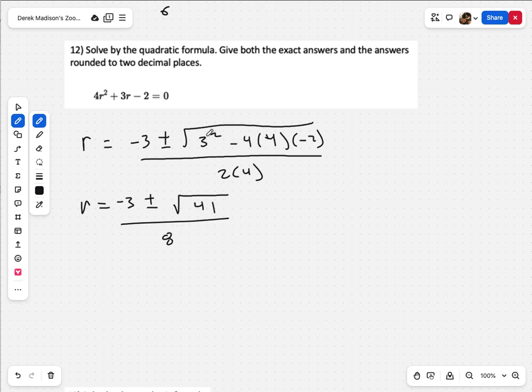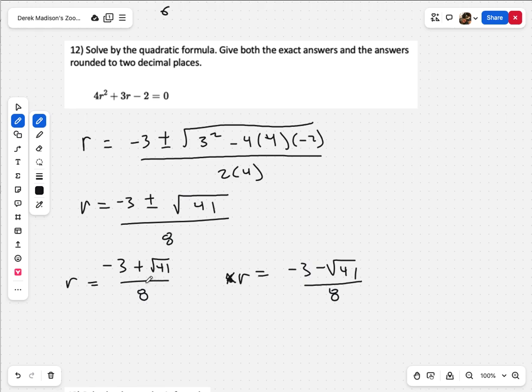And again with that double negative, so it's 9 plus the 32 to get that 41. So those are the two exact answers. So they would be, if I wrote them kind of side by side, negative 3 plus root 41 over 8. And then, oops, it's r though, my bad. R equals negative 3 minus root 41 over 8.